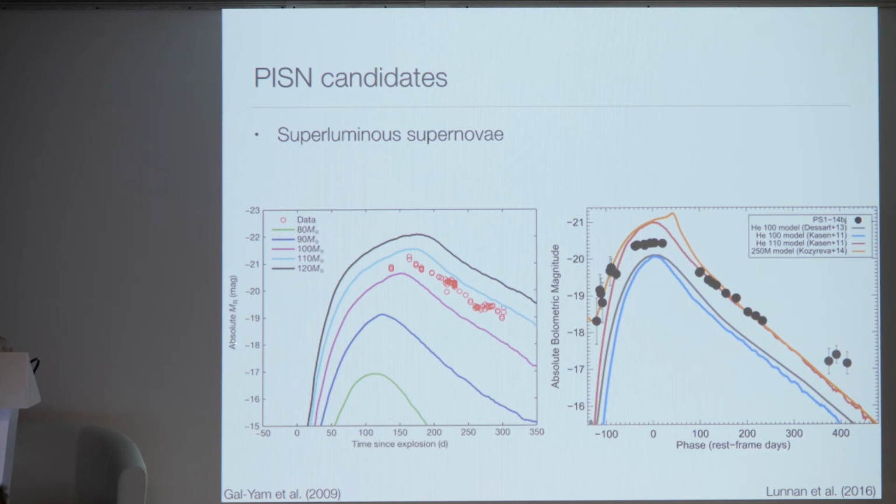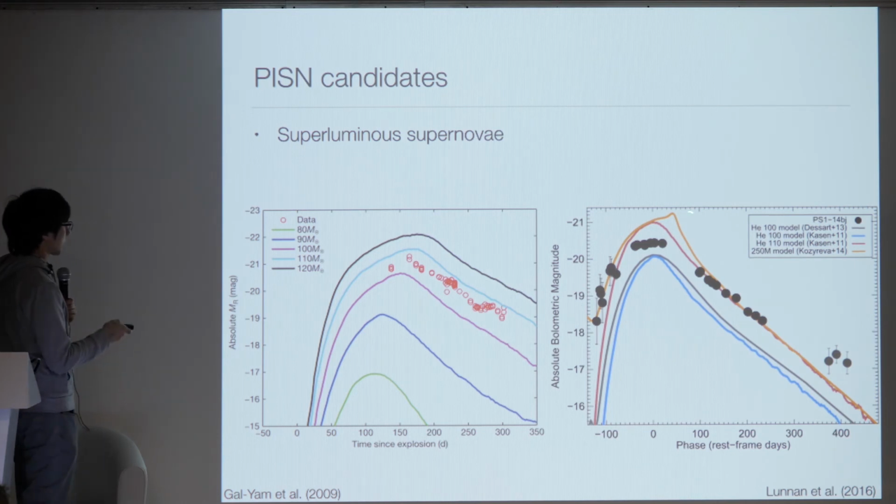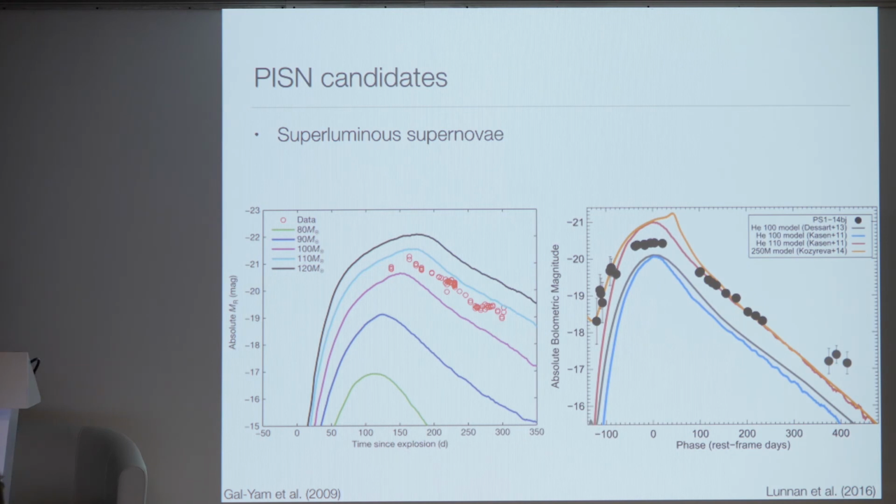The usual type Ibc supernovae go up to about -18, but this is more than 100 times brighter than these normal type Ibcs, and these lines are all from the pair-instability supernova predictions. So it looks good. This is another example. This is a long-lasting, very bright supernova, and again, several pair-instability supernova models are overplotted, and they can explain the light curve relatively well.